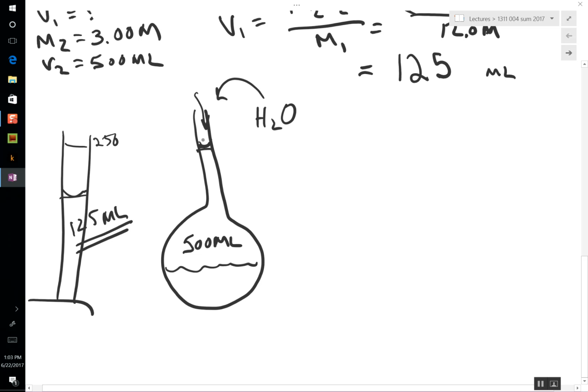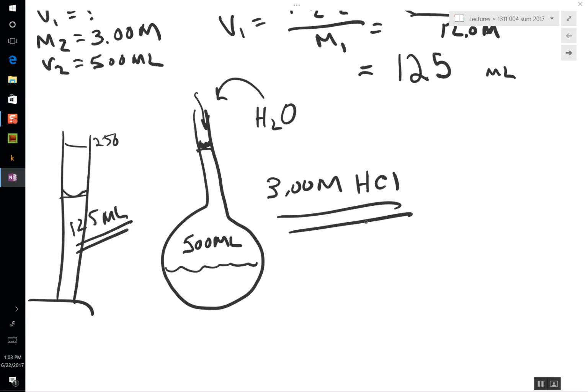But yeah, if I were doing it, I'd put a little water in here first, and obviously knowing that I don't want it to go over 500 milliliters. So I'd put some water in here, dump this 125 milliliters in there, and then finish it off with water. Right up to there. And I'd have 3 molar hydrochloric acid. Wear goggles, rubber gloves.